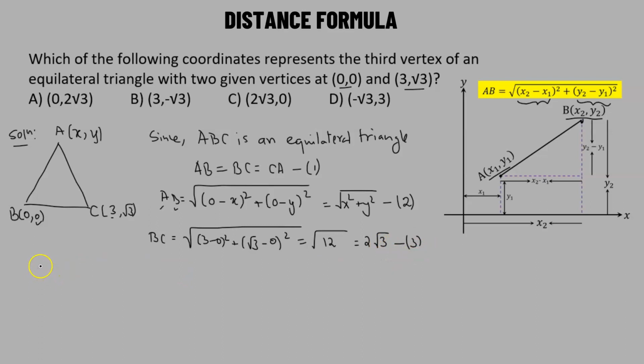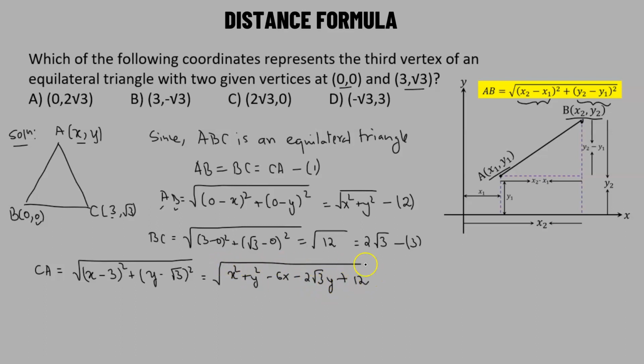Now we will try to find out the length CA. So CA is going to be the square root of, we do A minus C, meaning we take the x coordinate of point A, that's x, and subtract from it the x coordinate of C, so that's x minus 3. We have x minus 3 whole squared, added to it the difference of the y coordinates, which is simply y minus square root of 3 whole squared. If we want, we can further simplify this. So we're going to get x squared plus y squared minus 6x minus 2 times square root of 3 y, added to which will be 12. So this is going to be number 4.